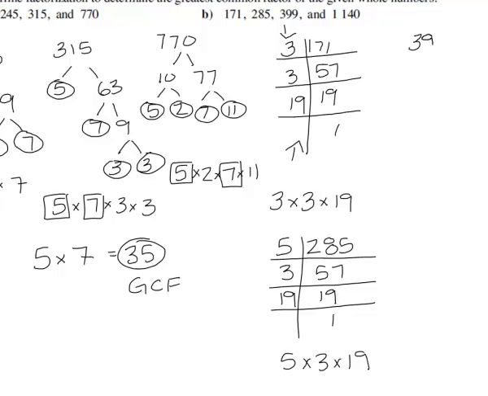Let's do 399 next. 399 can be divided by 3, which leaves 133. 133 is not divisible by 3 or 2, so I try 7, which leaves 19. You'll start to see that these numbers do have some factors in common.